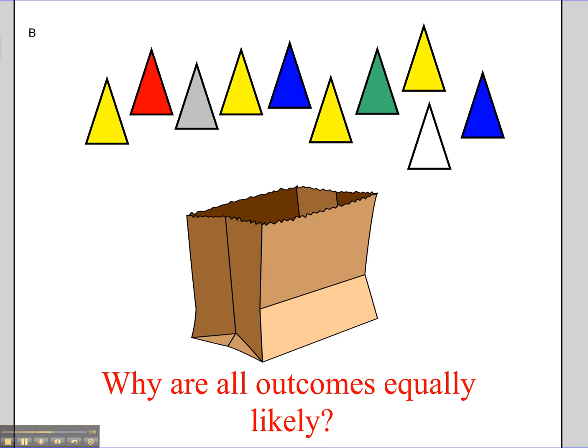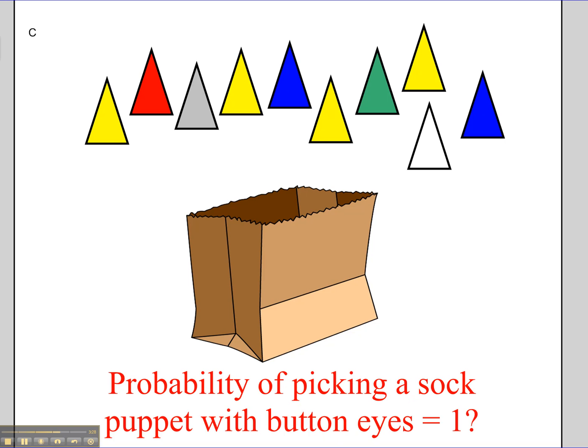Question B is, why are all outcomes equally likely? Each outcome is equally likely because you can put your hand in the bag and you could pull out any one. For example, if you reach in there without looking, there's just as much chance that any one of those could be in there if you've put them in the bag, and if you've shuffled them around or shook them up, then you don't know which one's on the top, so you don't know which one you're going to get.